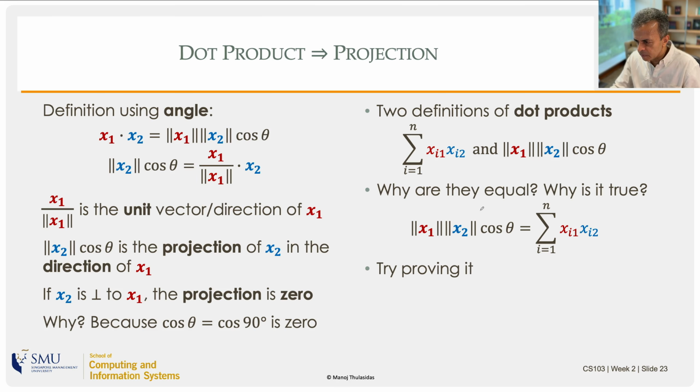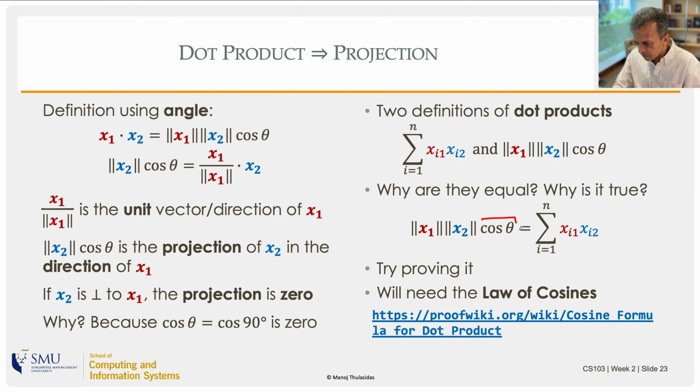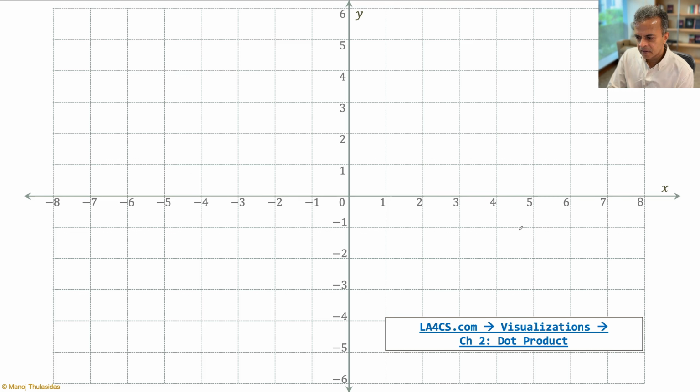And you can try proving it. Of course, you will need a little bit of trigonometry here because you have cosine theta there, but it can be done, and there is an example proof there using the law of cosines. So try going through that. Now let's take a look at visualization.